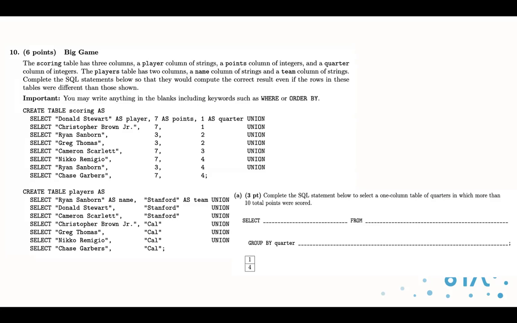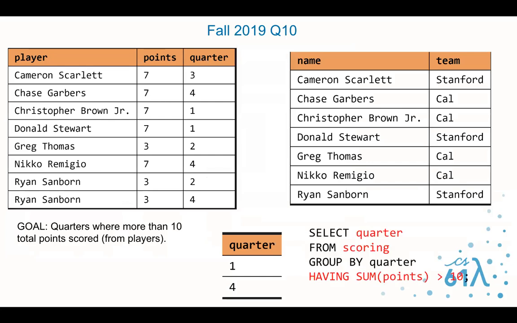Because we want every quarter in which the number of points scored was greater than 10, we will do having sum of points greater than 10. This is because when we use group by, we want to use the having keyword instead of the where keyword. So this statement selects every quarter whose sum of points is greater than 10 and puts that into our new table. As you can see, the results were quarter 1 and quarter 4.